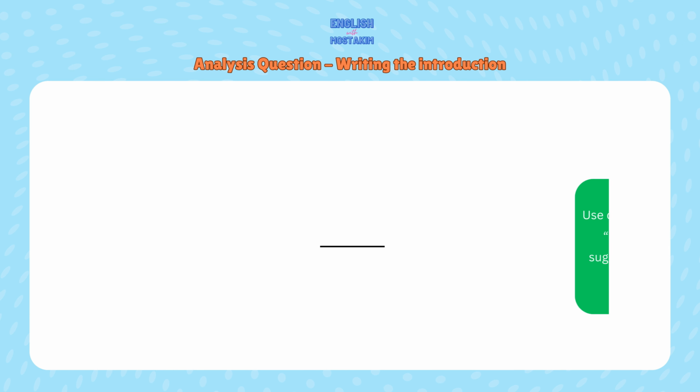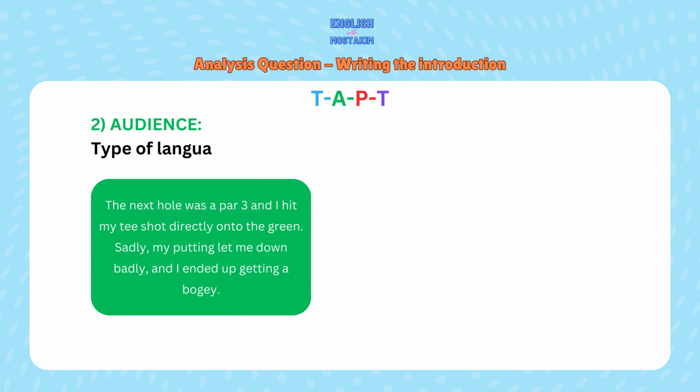Next up, let's look at an example of how to deduce the audience from the type of language used. So in this text, it says, the next hole was a par 3 and I hit my tee shot directly onto the green. Sadly, my putting let me down badly and I ended up getting a bogey.